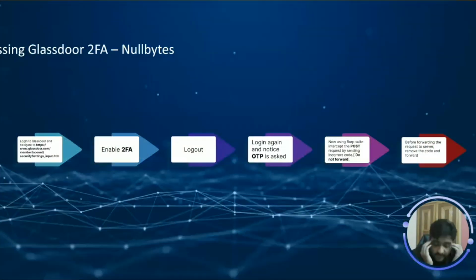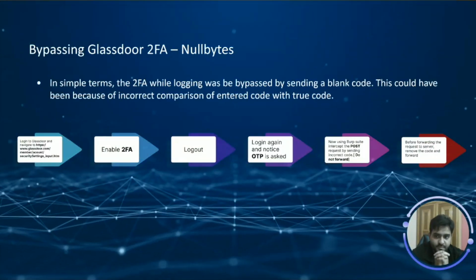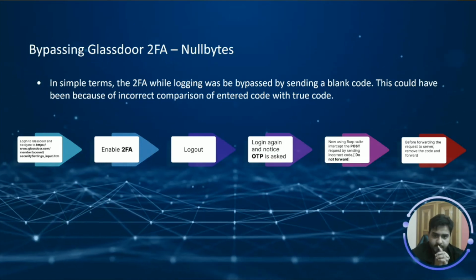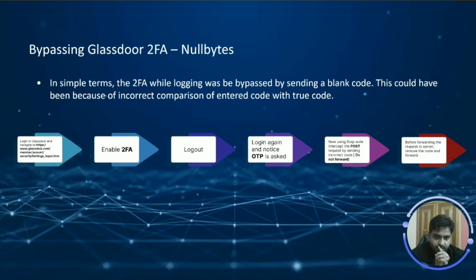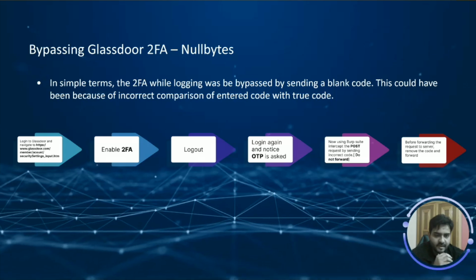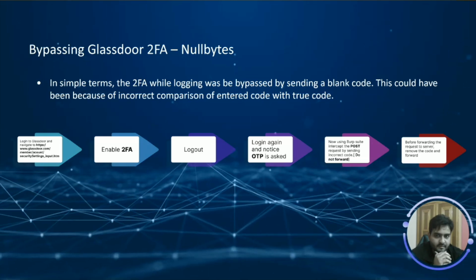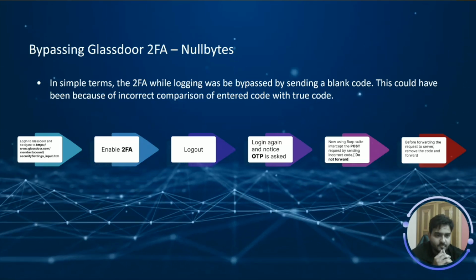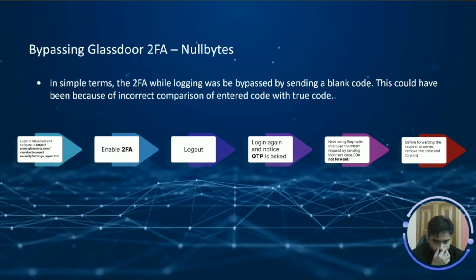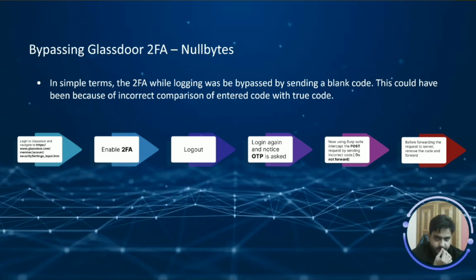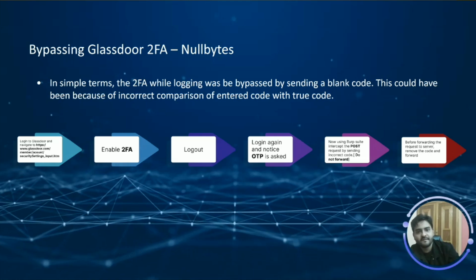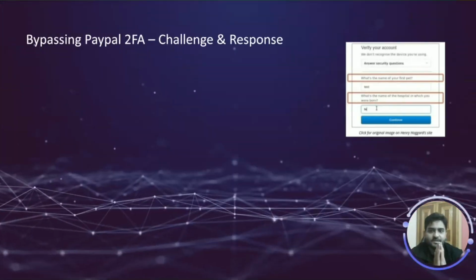For example, in this particular scenario, we had Glassdoor. When you went to Glassdoor, you enabled 2FA, you logged out and logged in, and you noticed that the OTP is asked, just like in any other scenario. But the simplicity of this is we removed the parameter itself. We just removed the 2FA code and replaced it with null characters, and we were able to bypass the 2FA fairly easily in this scenario.